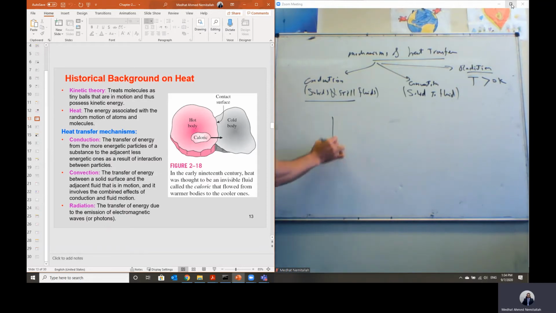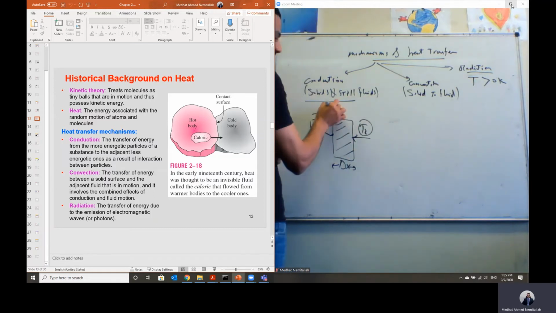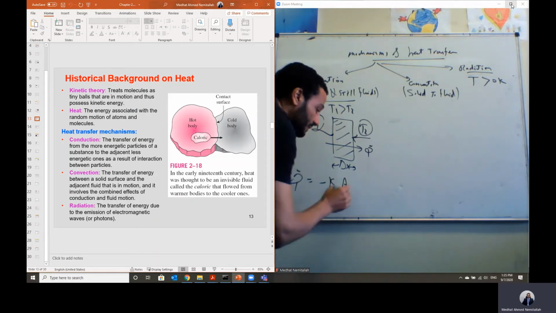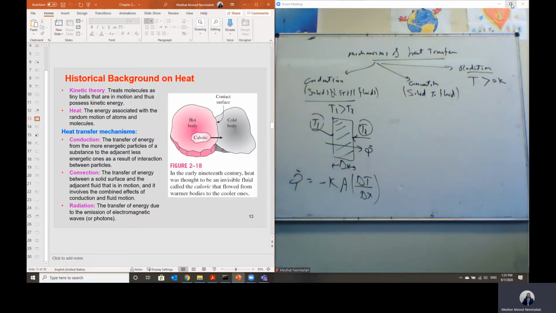Heat can transfer by conduction in a solid system. Let's say we have a wall of something. This wall has a width, let's say delta X. The surface temperature of the left-hand side of the wall is T1, and the right side is at temperature T2. If T1 is greater than T2, then we have heat transfer by conduction from the hot surface to the cold surface. And this rate of heat transfer by conduction equals minus K, the thermal conductivity of the material of this wall, multiplied by area, multiplied by the change of temperature delta T over the thickness, delta X.